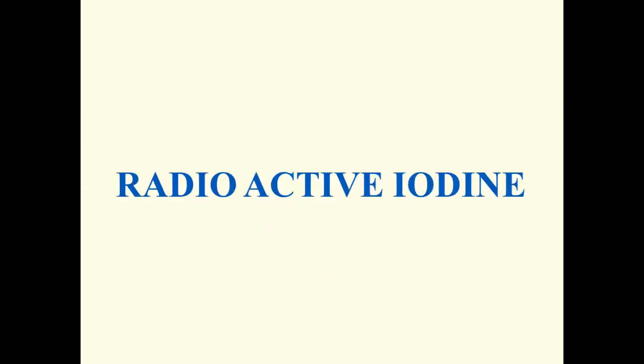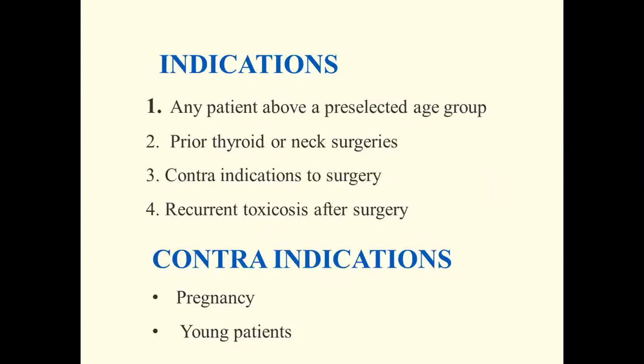Now, the second form of therapy is radioactive iodine. It's usually indicated in primary thyrotoxicosis, but we can avoid it in the younger age group and the elderly age group. It is usually indicated in those in whom surgery cannot be done, or those who have recurrent thyrotoxicosis after surgery, or a previous history of neck surgeries, in whom a second surgery is to be avoided. Contraindications are generally young patients and pregnancy.